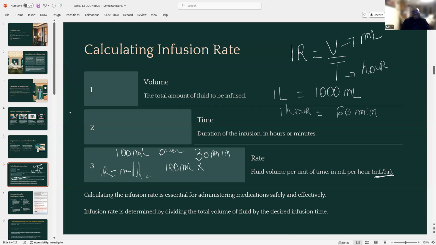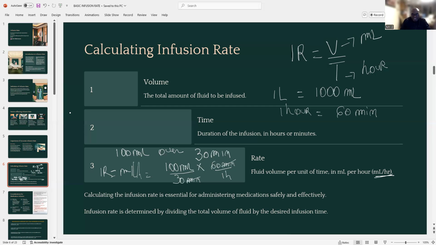Multiply that by 60 minutes over 1 hour, because 1 hour equals 60 minutes. So 60 minutes divided by 1 hour will give us 1. So you divide its volume over time. We keep the time that's given to you, which is 30 minutes right there. The way we do that, you will see this minute right there, and that minute will cancel out. Now we're just going to have 100 over 1 hour.